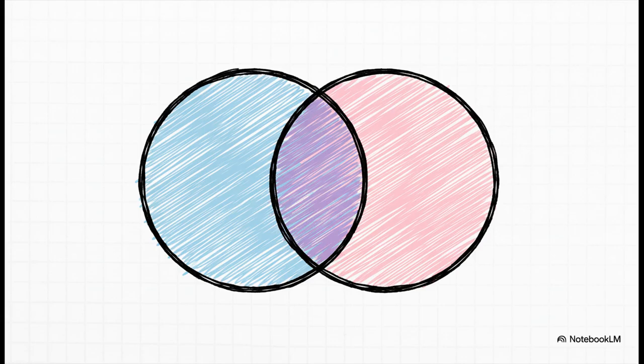The union of two sets, that's the total area of both circles, is anything that's in either set. But the intersection, that sweet spot in the middle, that's only the elements that are in both sets. And this isn't just a classroom drawing, it's the exact logic a database uses. When you search for customers who bought product A and product B, you're telling the database to find the intersection of two huge sets of data.